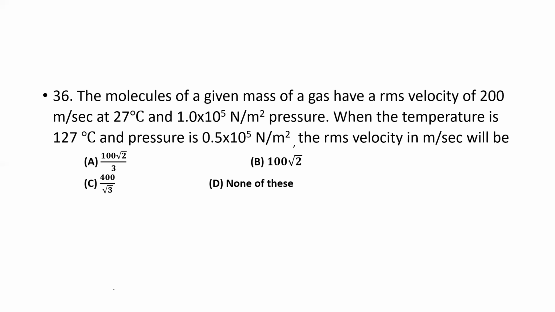See, the RMS velocity is given for a molecule as 200 meter per second at 27 degrees Celsius, and pressure is 1 into 10 raised to 5 Newton per meter square. When temperature becomes 127 degrees Celsius and pressure becomes half, what happens to the RMS value? So let us see this one. In the previous question we have already discussed that VRMS does not depend on pressure, but the temperature here is changing. So what happens to VRMS? We need to calculate that. See here.